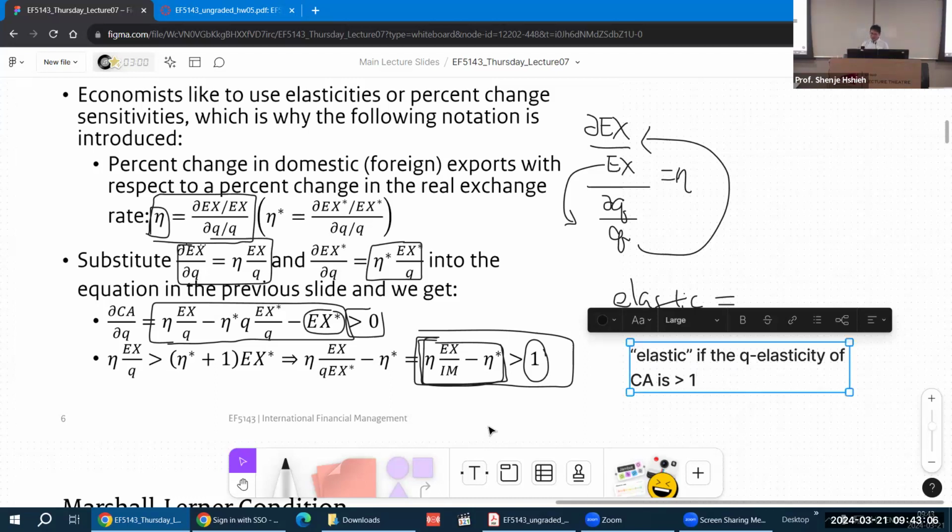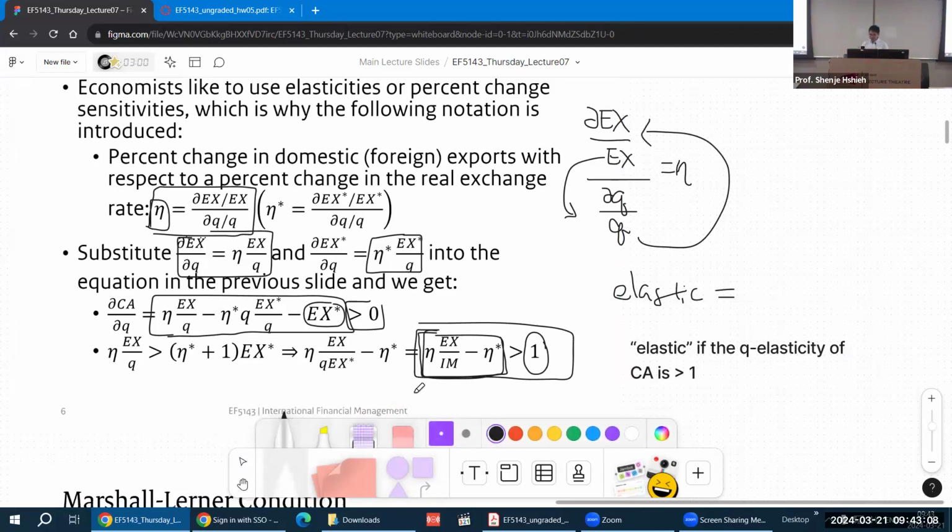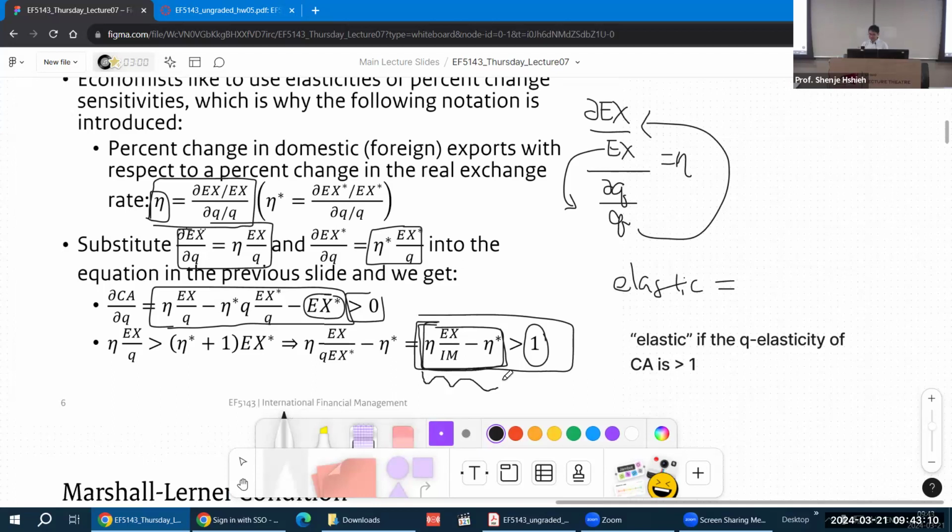And so what this is saying is that the Q elasticities of domestic and foreign exports, the difference has to be greater than 1 in order to conclude that there is sufficient elasticity impact of Q onto CA, right? So in order for CA to be elastic, the difference between export elasticities between countries has to be greater than 1.